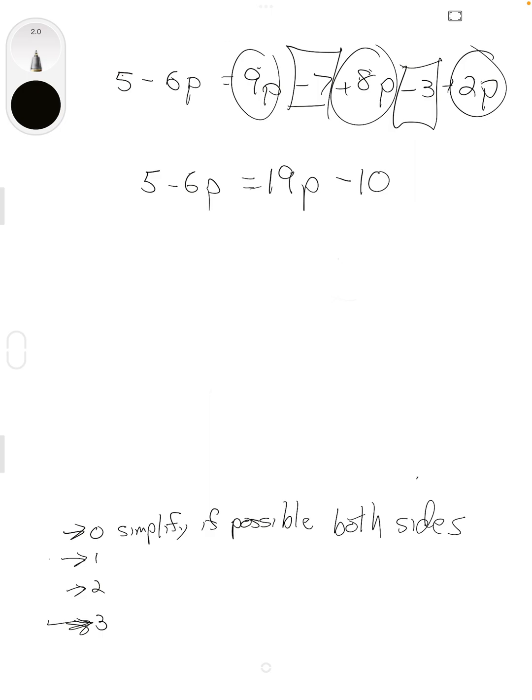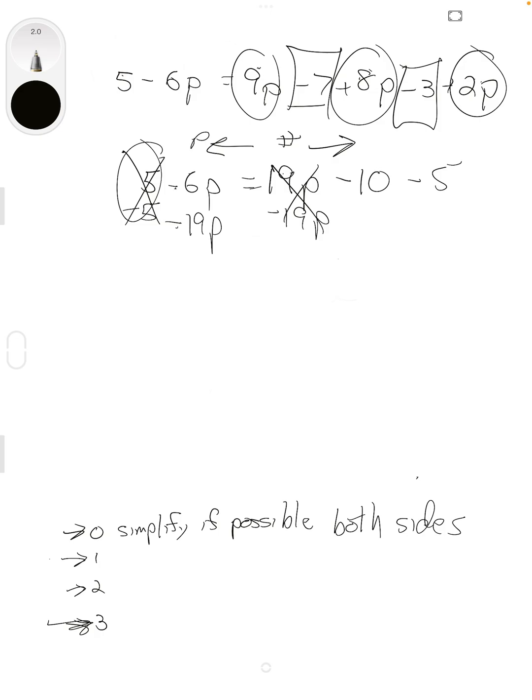Okay, so now my goal is I'm going to put all the letters over there and all the numbers over there. Okay, I have a 5 on this side. To get rid of it, I'm going to subtract it from this side also, and it goes away. I have 19p. If I subtract it, I have to subtract it here, and then this goes away. And so I have -6 minus 19 is -25 p's. And over here, -10 minus 5 is -15. So that is step 1 and 2 kind of combined there. And then next, step 3, divide both sides by -25.